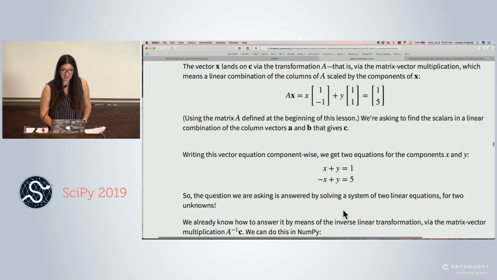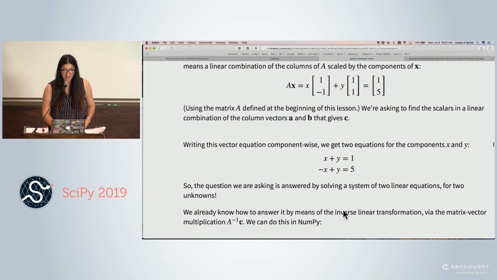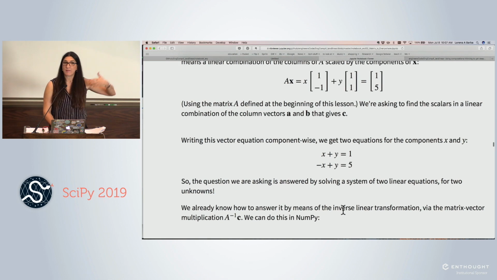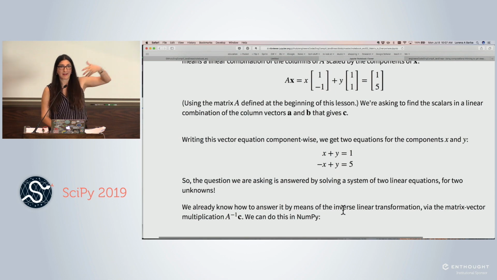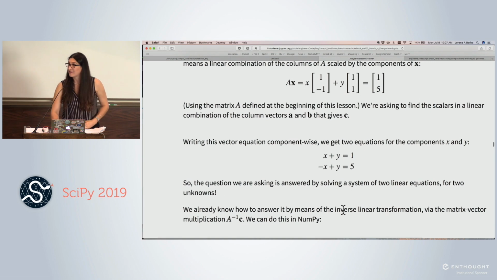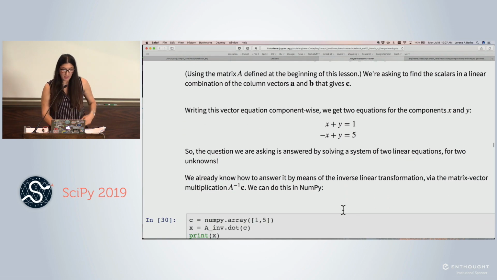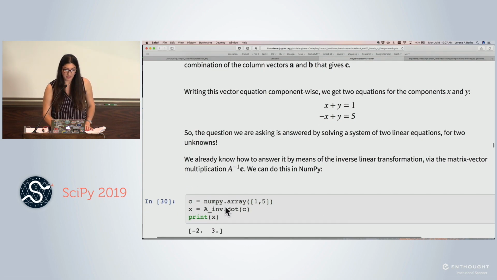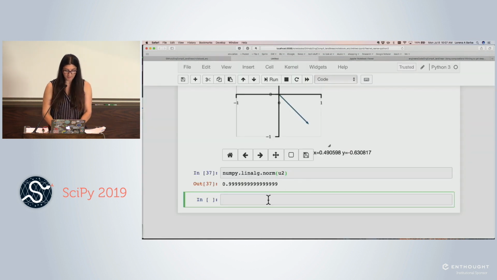So this is a linear system of two equations, and what we're asking by solving this system of two linear equations is what vector in the untransformed space landed there on the right-hand side by the transformation. We already know how to answer it by means of the inverse transformation with the dot product. So we can do that. For example, let's do it with a vector C.